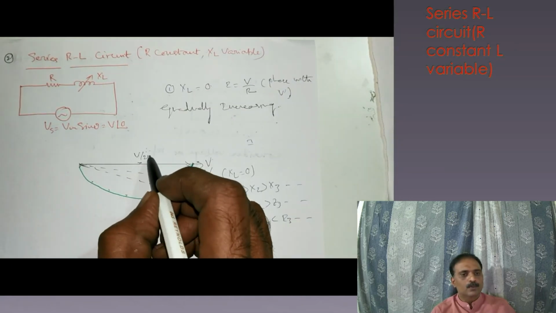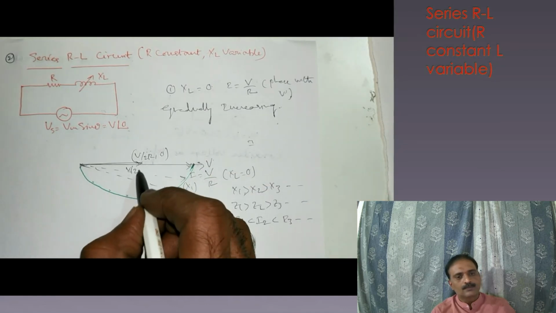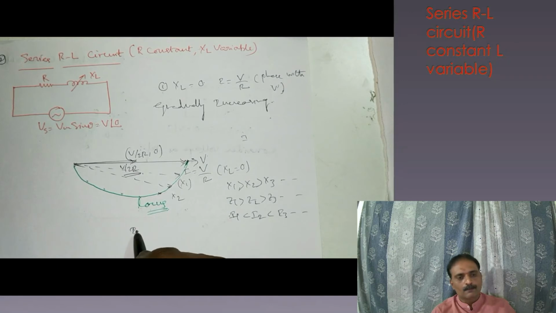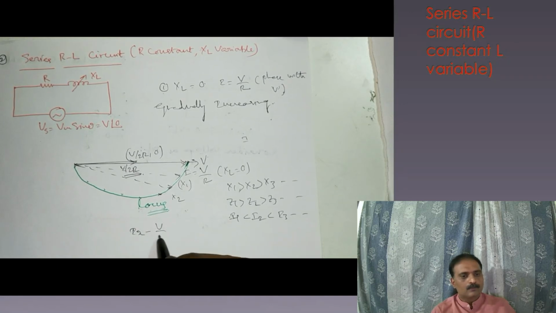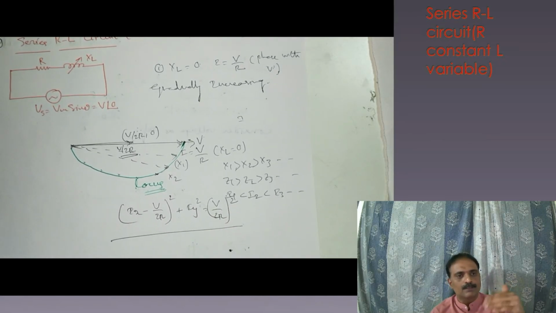So that is the middle point. We are going to have V by 2R comma 0, and that is the radius of magnitude V by 2R. So even if we write down the equation, we are going to have (Ix minus V by 2R) whole square plus Iy square is equal to... you can derive in the same way that we have done for the previous case.